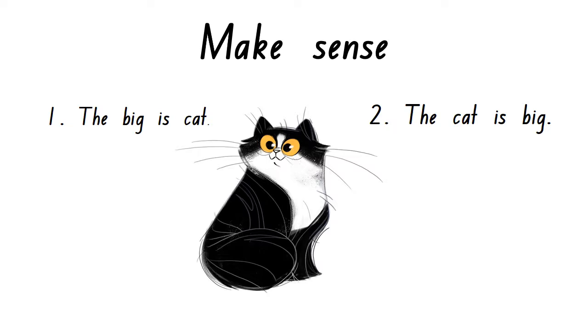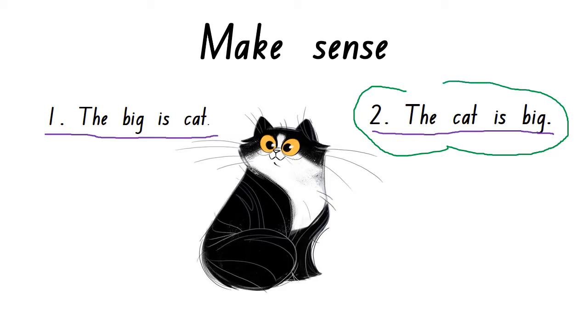And lastly, to make a 4-star sentence, we need to make sure that our sentence makes sense. This means that our readers know what we've written and that it makes sense when they read it. For example, there are 2 sentences in front of you. We are going to read them and pick which one is the sentence that makes sense. Number 1 says, the big is cat. Number 2 says, the cat is big. If I was a reader, the big is cat really doesn't make sense. So the one that makes sense is the cat is big. It is clear and it means that the reader can understand what we have written.